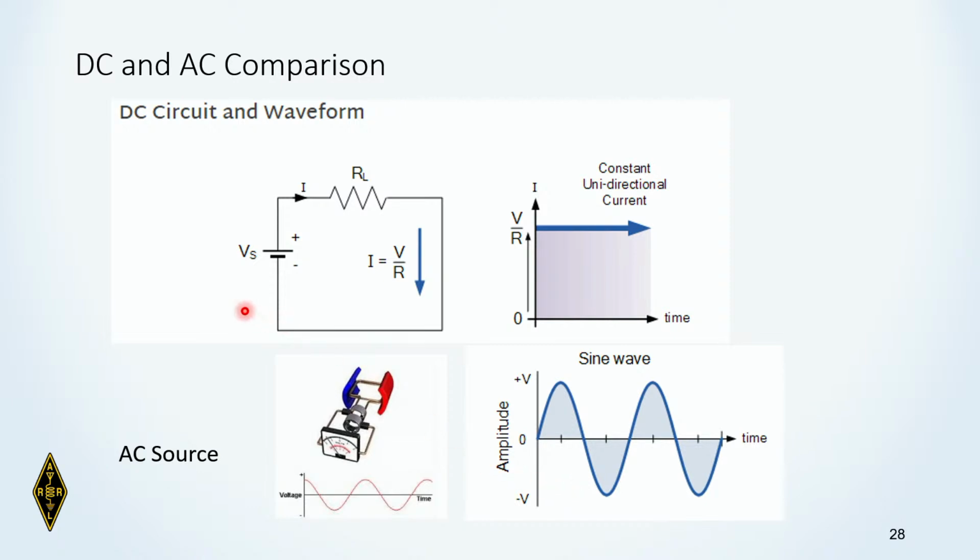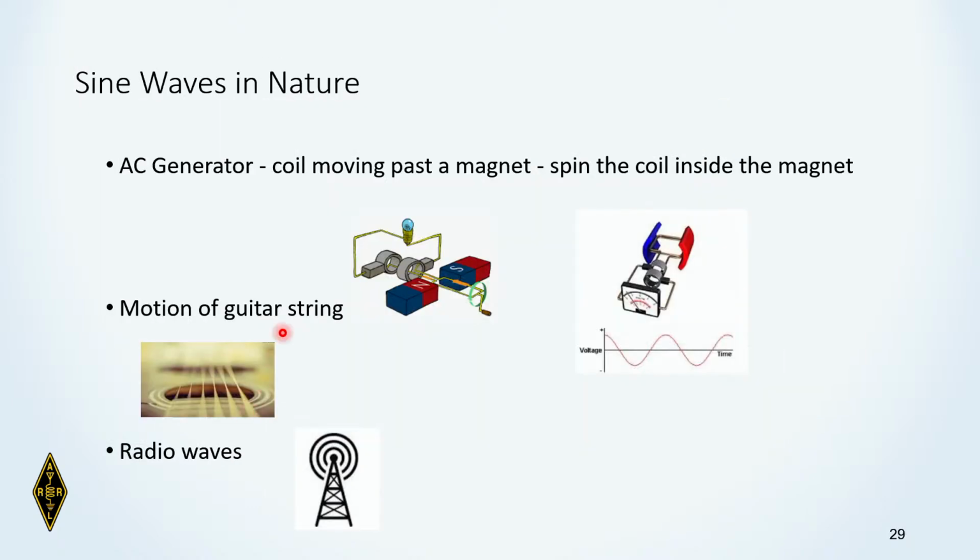So the two kinds of power, DC and AC. AC, of course, is what comes out of your wall outlet in your house. Also radio waves, but those don't come out of the outlet in your house, hopefully. So sine waves in nature, all over the place. Motion of a guitar string, radio waves are sine waves.